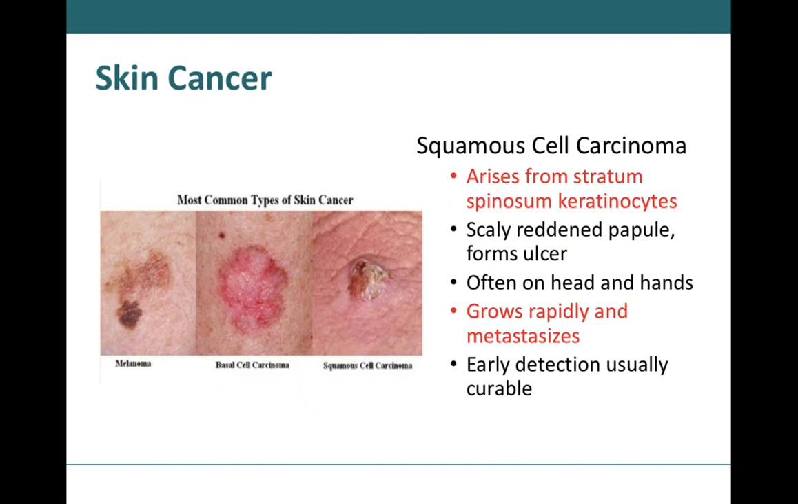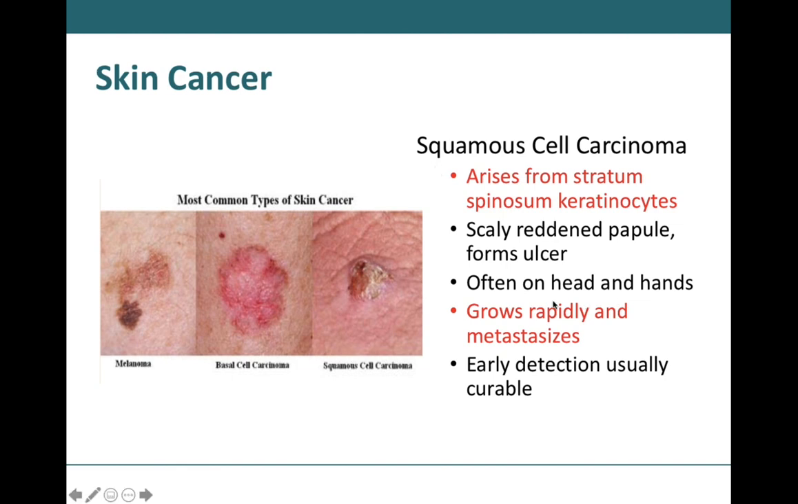Our second type of cancer is squamous cell carcinoma. Squamous cell carcinoma is going to originate from keratinocytes that can be found in the stratum spinosum. So while basal cell carcinoma originated from the stratum basale, squamous cell carcinoma will originate from the stratum spinosum. You can remember that the stratum spinosum is where these originate because spinosum starts with an S, and so does squamous. That's how we can remember where squamous cell carcinoma originates.